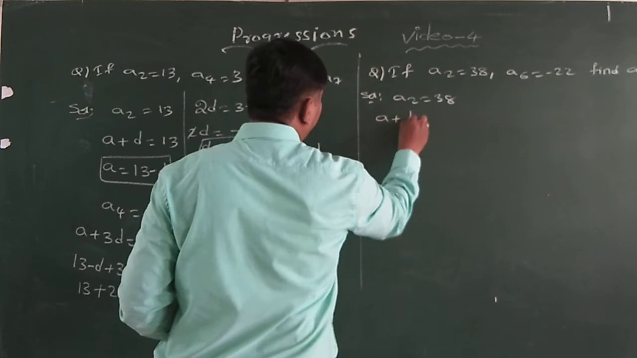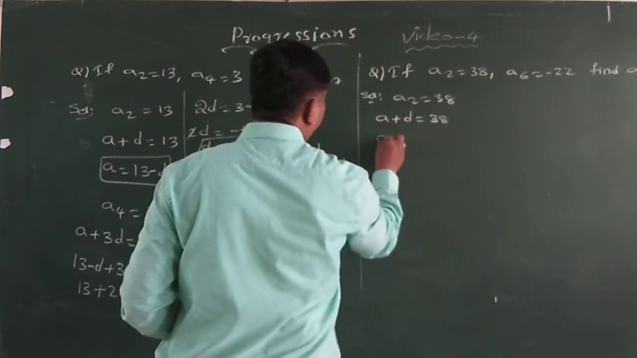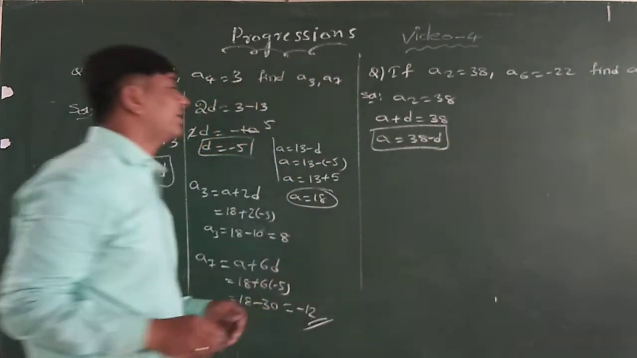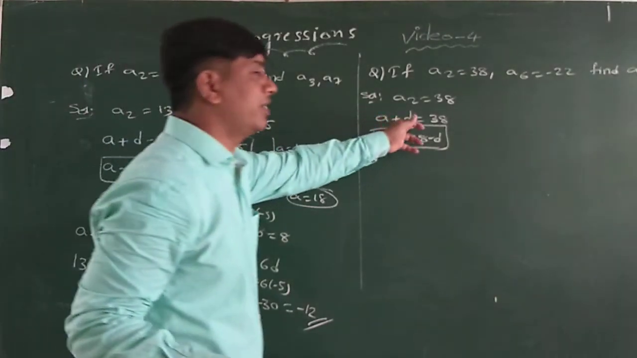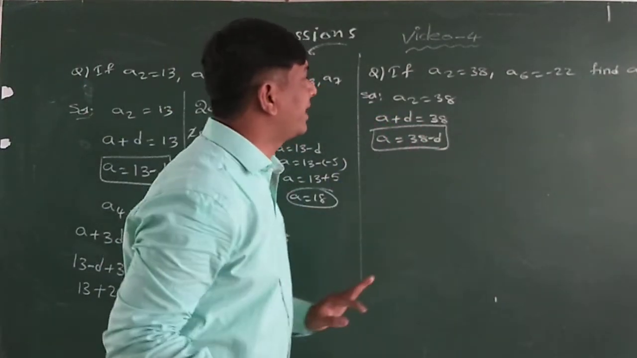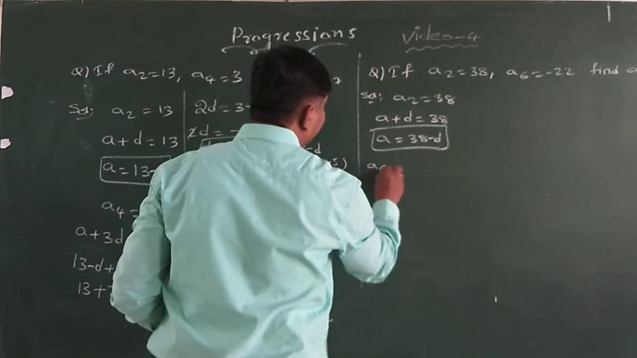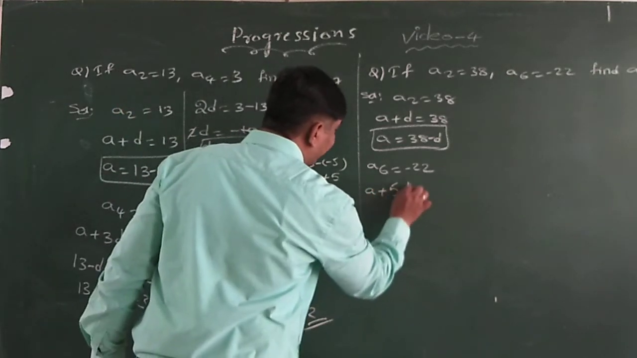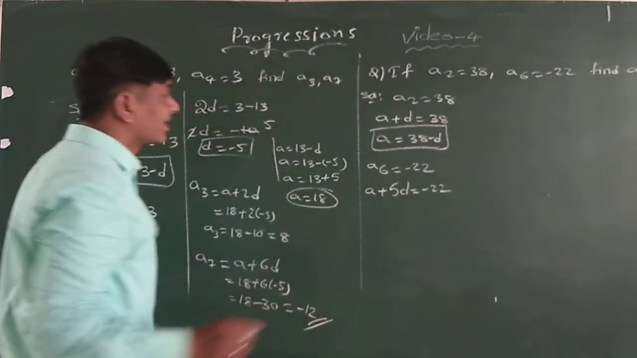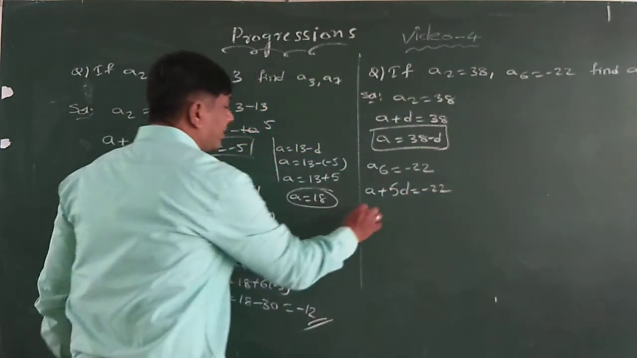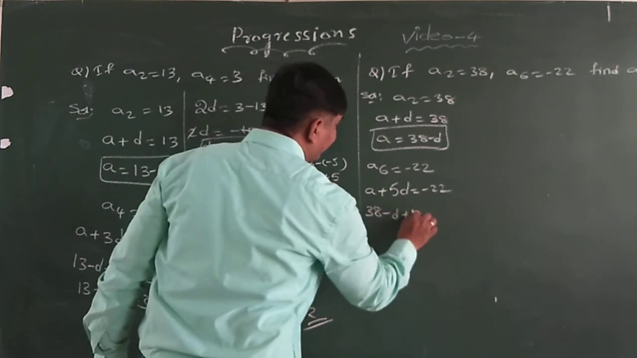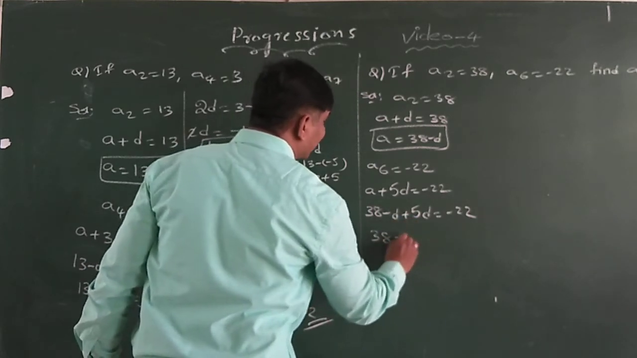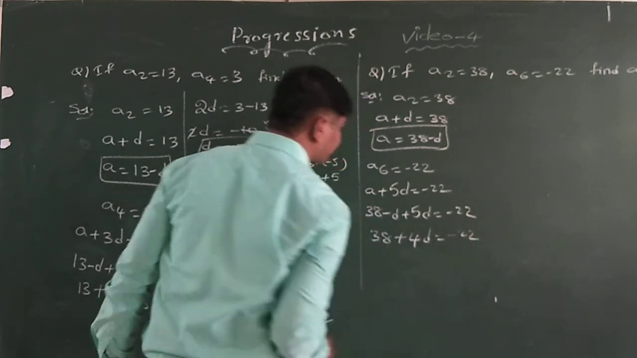A2 can be written as A plus D is equal to 38. A is equal to 38 minus D, because A and D are unknown quantities. A is converted in terms of D. Next one is what they given here, A6 is equal to minus 22. A6 can be written as A plus 5D is equal to minus 22. Substitute A as 38 minus D here. 38 minus D plus 5D, that is 38 plus 4D, is equal to minus 22.